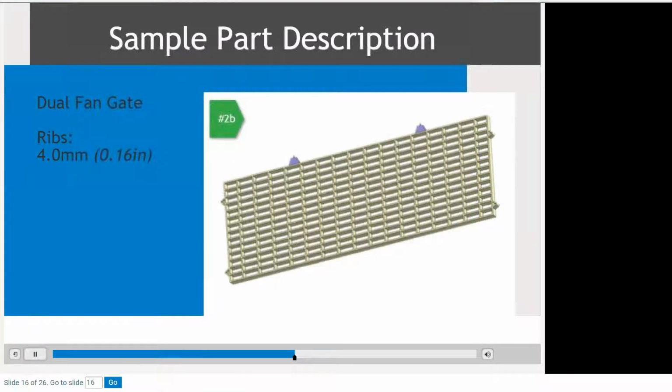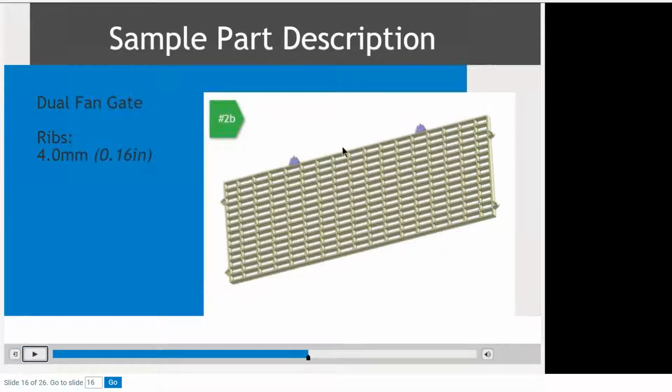Let's analyze the results using two fan gates on the same side of the part. Here you can see the original part design with a 4 millimeter rib structure and a dual fan gate setup. A disadvantage to using a dual gate setup is that it will require a hot runner system, which will result in a higher tooling cost.